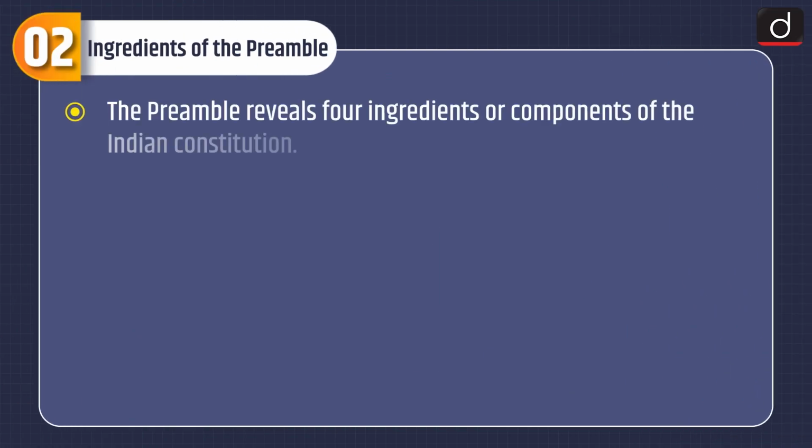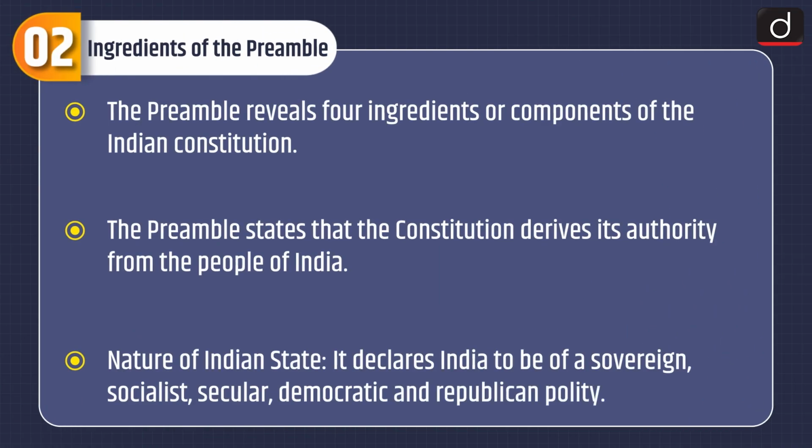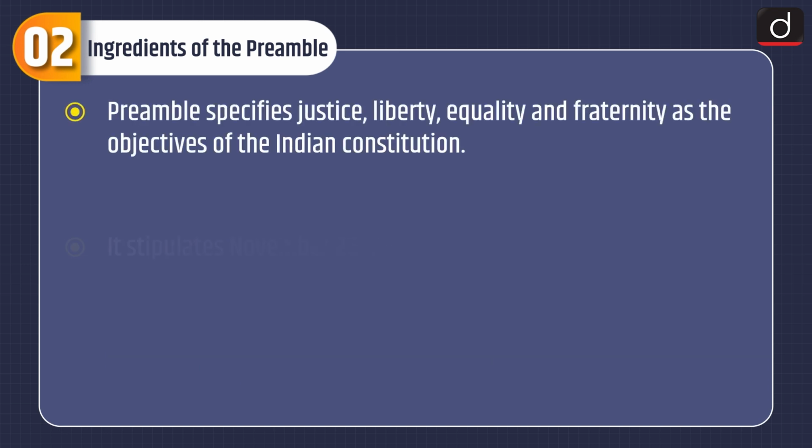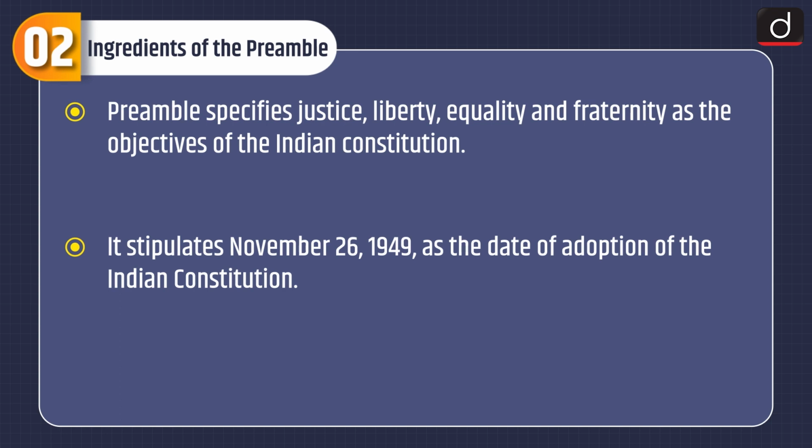Now let's discuss the ingredients of the Preamble. The Preamble reveals 4 ingredients or components of the Indian Constitution. The Preamble states that the Constitution derives its authority from the people of India. Nature of Indian state: it declares India to be a sovereign, socialist, secular, democratic and republican polity. Preamble specifies justice, liberty, equality and fraternity as the objectives of the Indian Constitution. It stipulates November 26, 1949 as the date of adoption of the Indian Constitution.